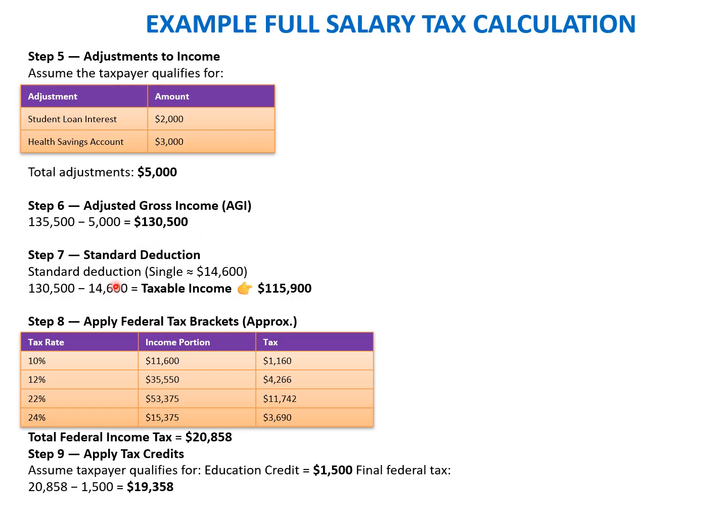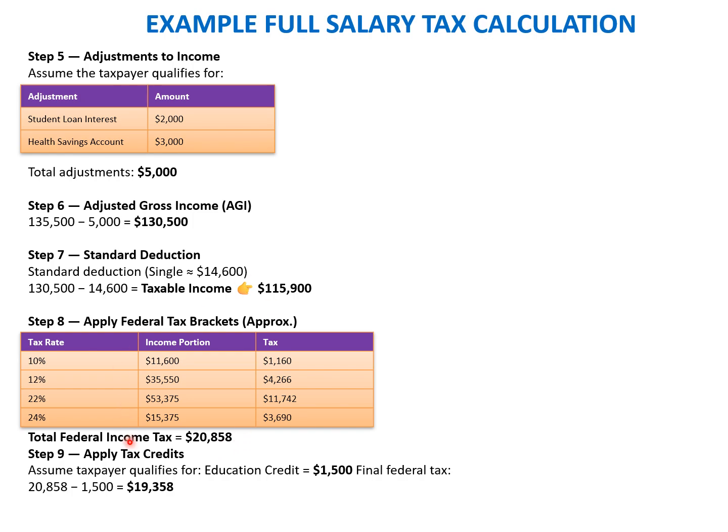And once we have arrived at adjusted gross income, then we'll apply the standard deduction, which is 14,600 depending upon the category of the filer, which is single here, to arrive at the final taxable income, which is 115,900. And on this particular income, we'll apply the bracket to arrive at the federal tax. So we have applied that bracket, and the total federal tax is 20,858.